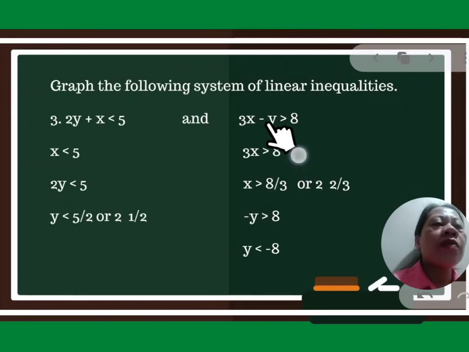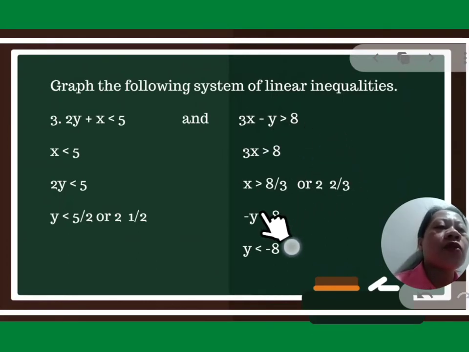For the y-intercept naman, gagawin nating 0 yung x. So, maiwan na lang ay negative y greater than 8. So, we have this one. Negative y is greater than 8. Then, divide both sides by negative 1. Ang maiwan ay, we have this one. Y is less than negative 8. Okay, bakit naging less than?